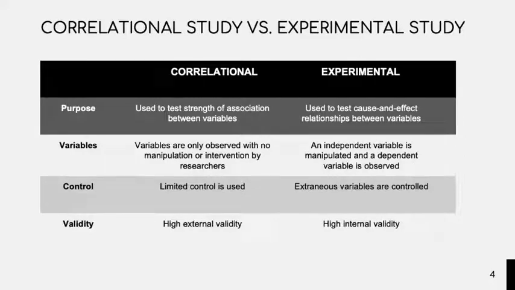In correlational study, limited control is used so that other variables may play a role in the relationship, while extraneous variables are controlled in the experimental study so that they can't impact your variables of interest. Correlational has a high external validity, where you can confidently generalize your conclusions to other populations or settings, while experimental study has a high internal validity, where you can confidently draw conclusions about causation. So those features really reflect the difference between both studies. They are very different.